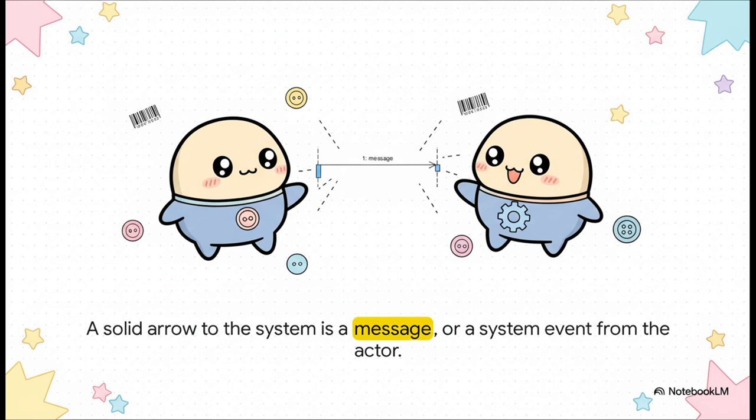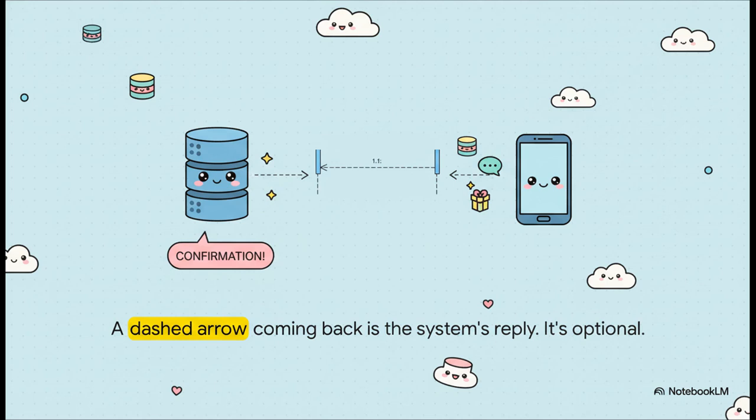Now, when the actor actually does something, like they click a button or scan an item, they're sending a message to the system. We show that with a solid arrow pointing to the system. This arrow is a system event. It's the actor asking the system to do something. And what happens when the system answers back? You got it. We use a dashed arrow, this time coming back from the system. This could be anything: the total price, a confirmation message, you name it. It's the system side of the conversation. Simple, right?